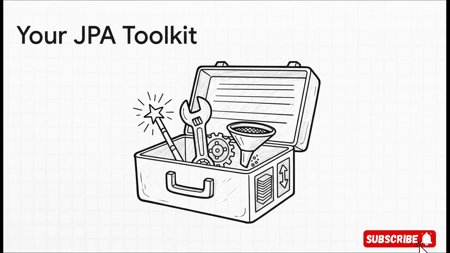So here it is, your complete toolkit. Your first move should always be derived queries. They're simple and they get the job done fast. When you need more power or complexity, you reach for the @query annotation to get full control. And to make your app absolutely fly, you use projections to only get what you need.